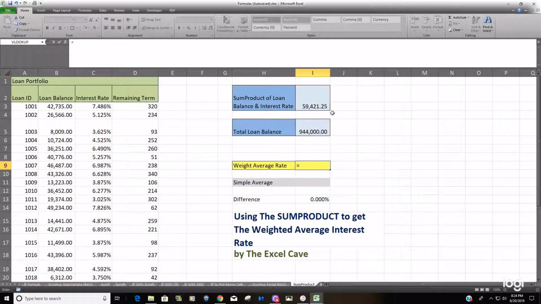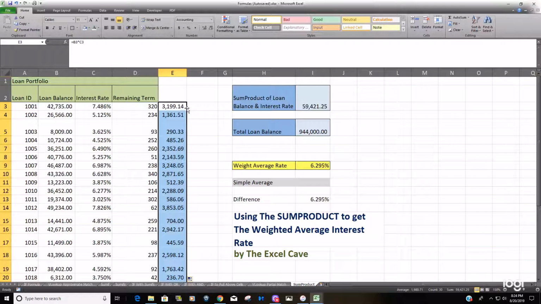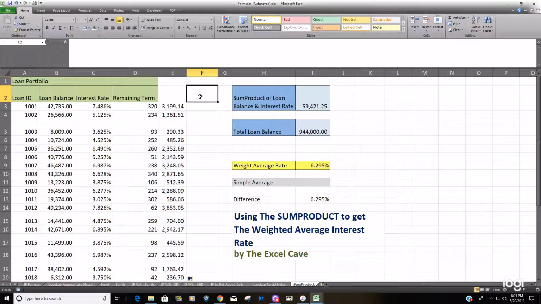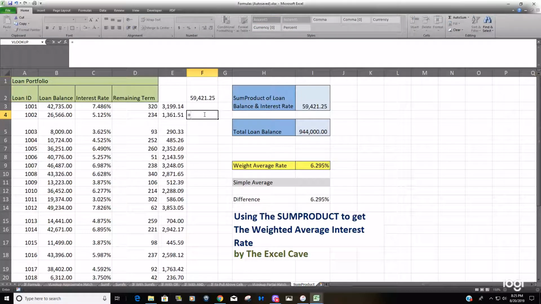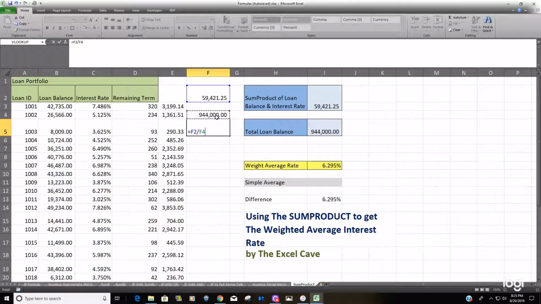So our weighted average interest rate for this pool of loans is 6.295%. And if you want to check that, you can do the manual process like we did earlier, and just multiply these two columns manually and then sum up this total. And you can see we get the same exact value as our SUMPRODUCT over here. So if we were to divide it by the sum of our loan balance, we should get exactly the same value here, and we do.